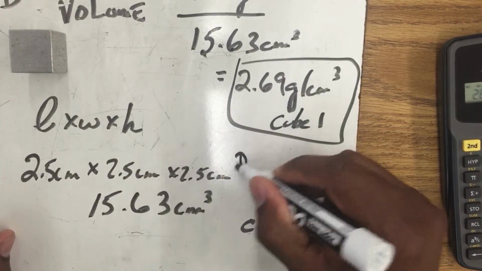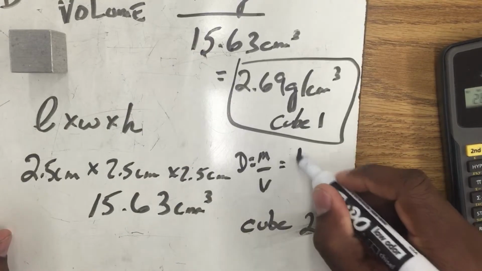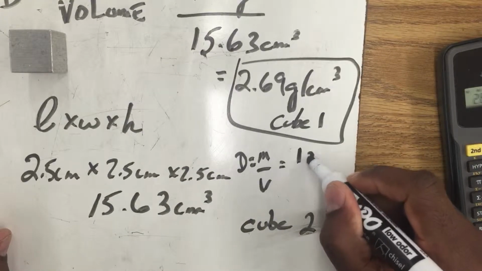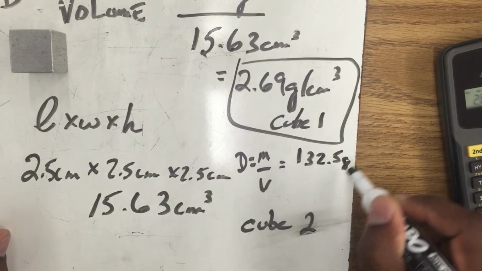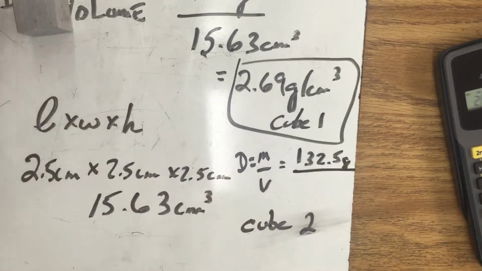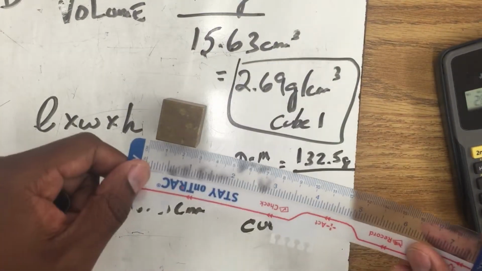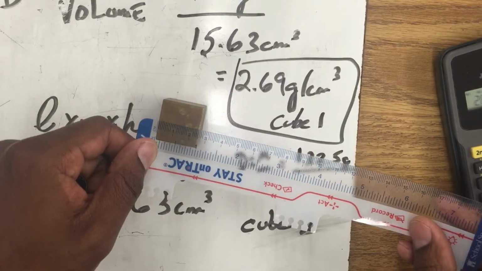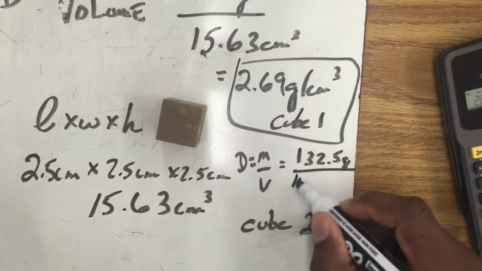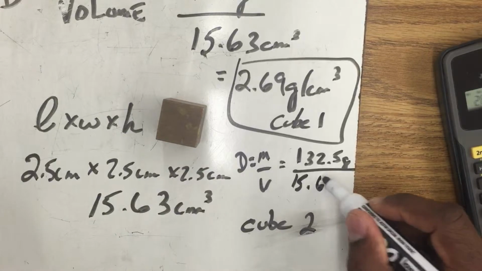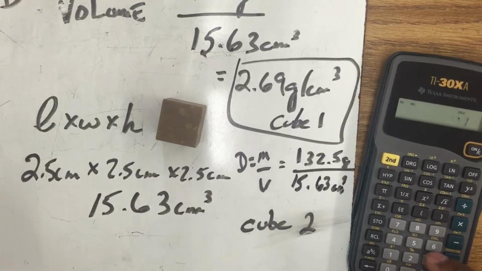Okay, we say our mass is 132.5 grams. And we know the volume because this cube is going to be the same size as the other one. So it's 2.5 centimeters times 2.5 centimeters times 2.5, so it's going to be 15.63 centimeters cubed.